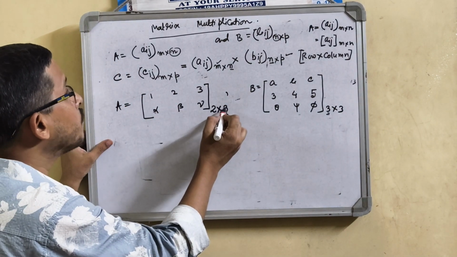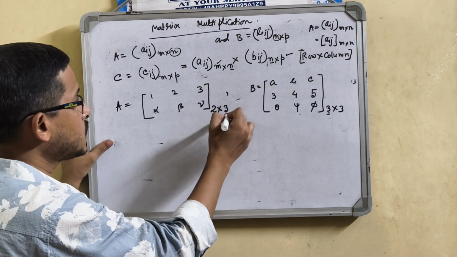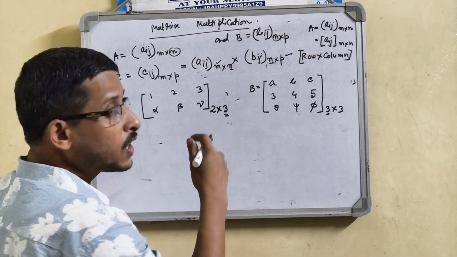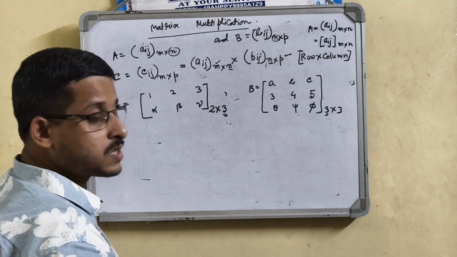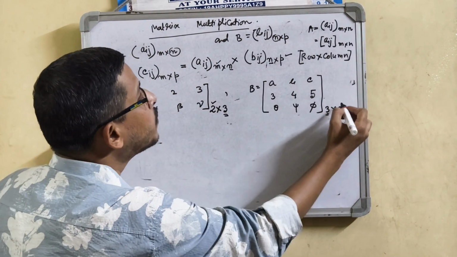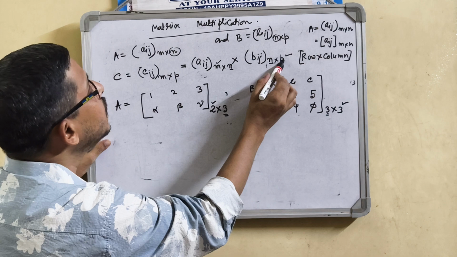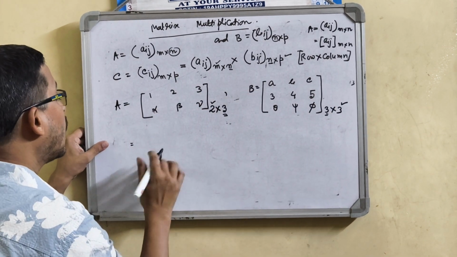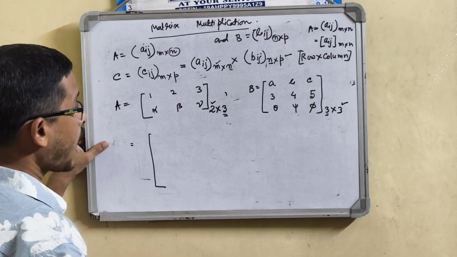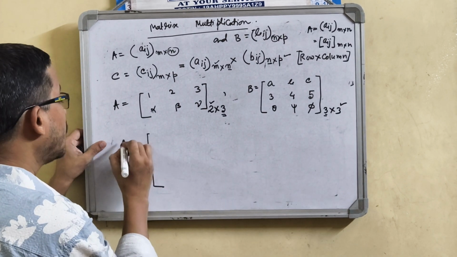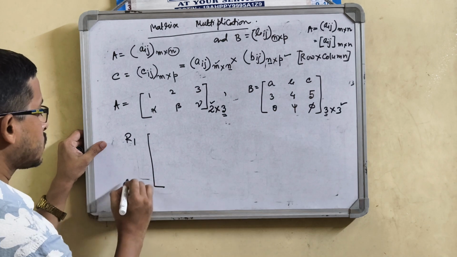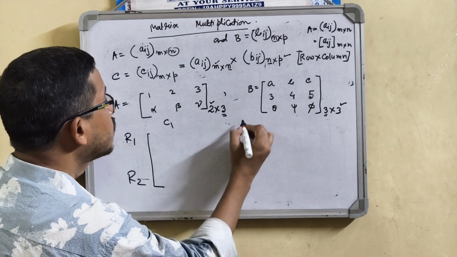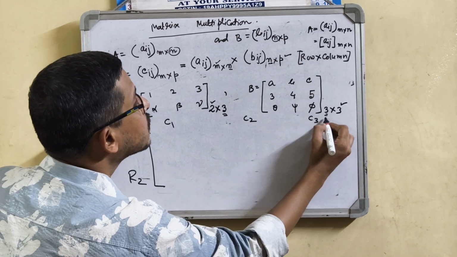How many columns does the first matrix have? 3. And how many rows does the second matrix have? This is 3. What will be the order of the resultant matrix? The resultant matrix will be 2 by 3, that is M by P. So now we have to write down firstly the resultant matrix, containing the first row and second row, and the first column, second column and third column also.